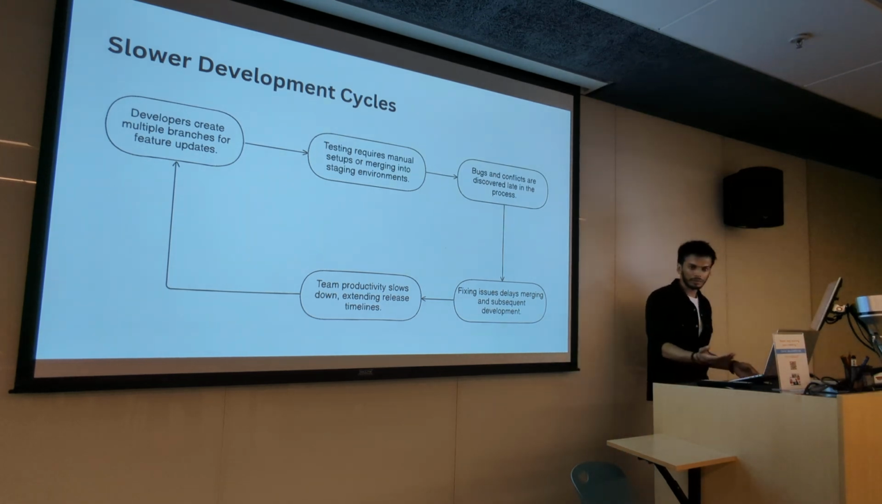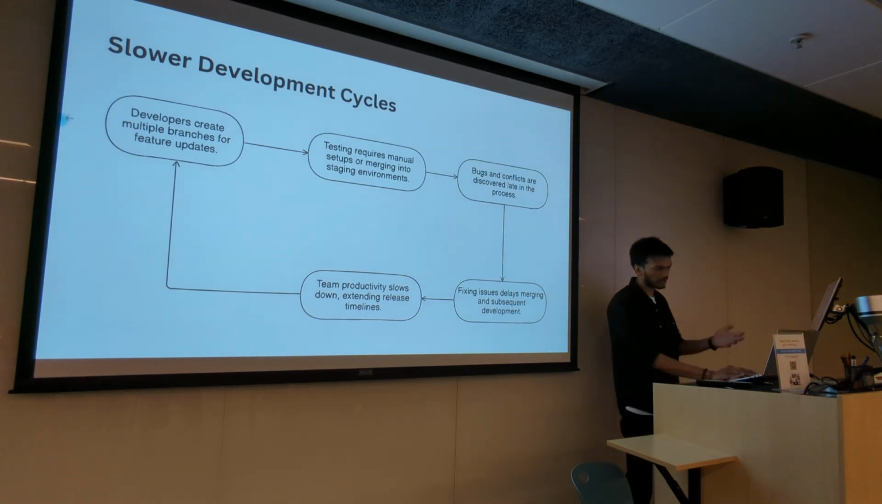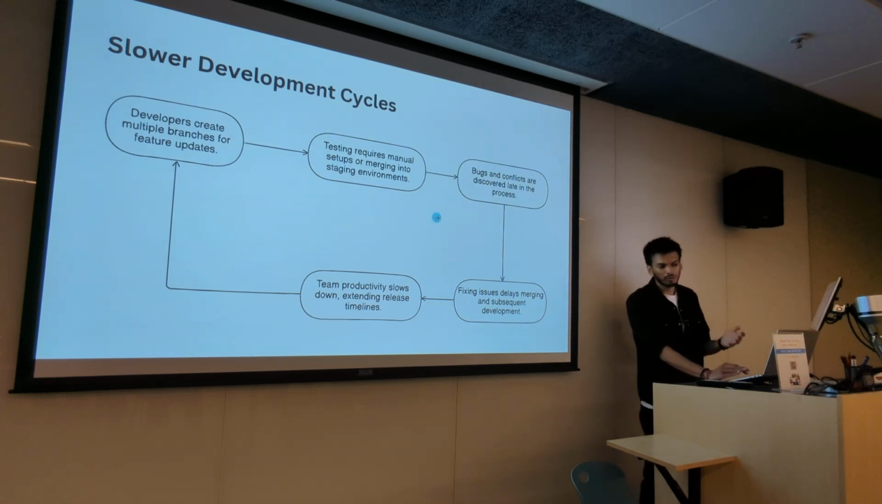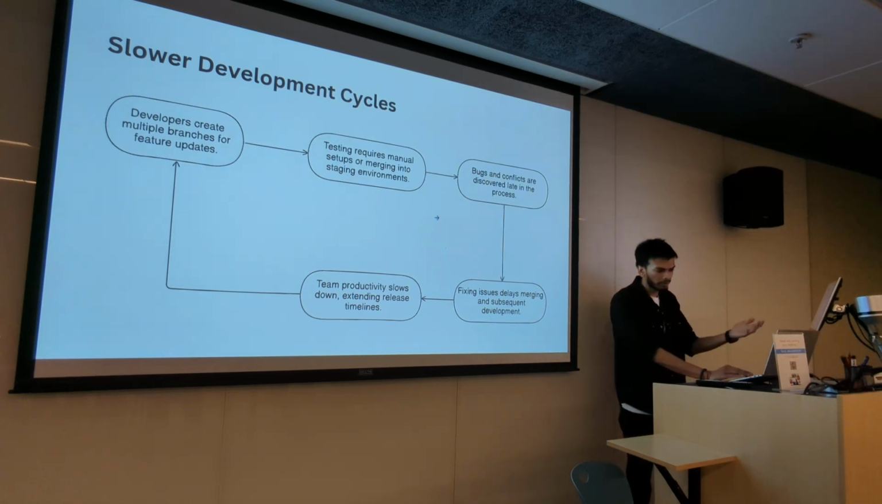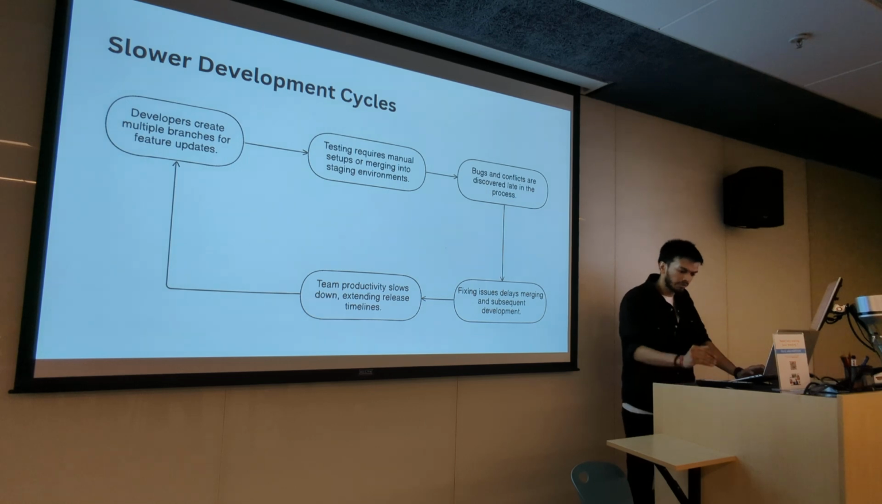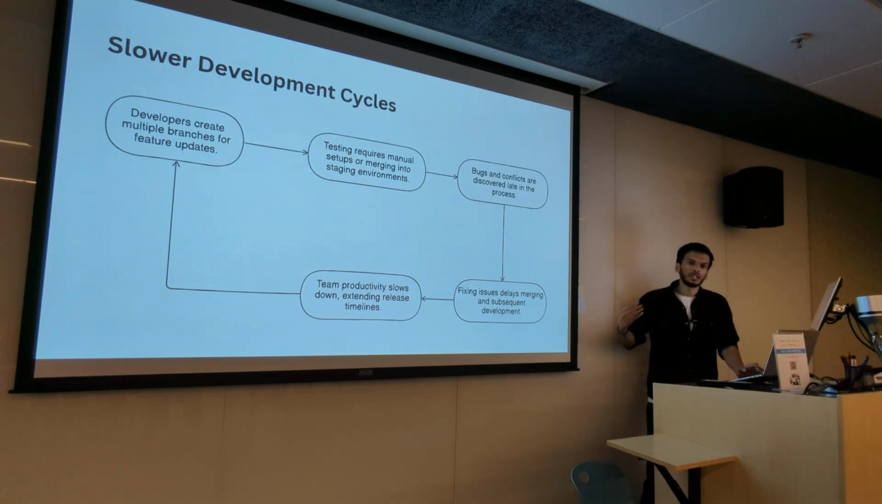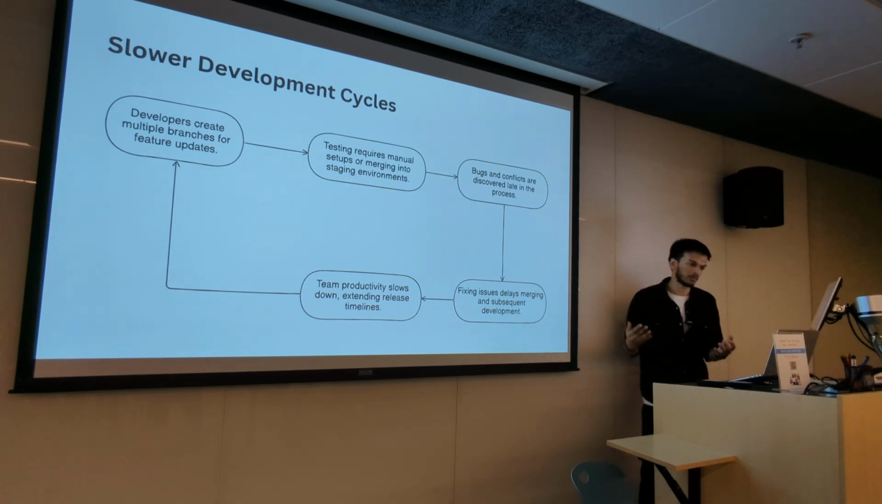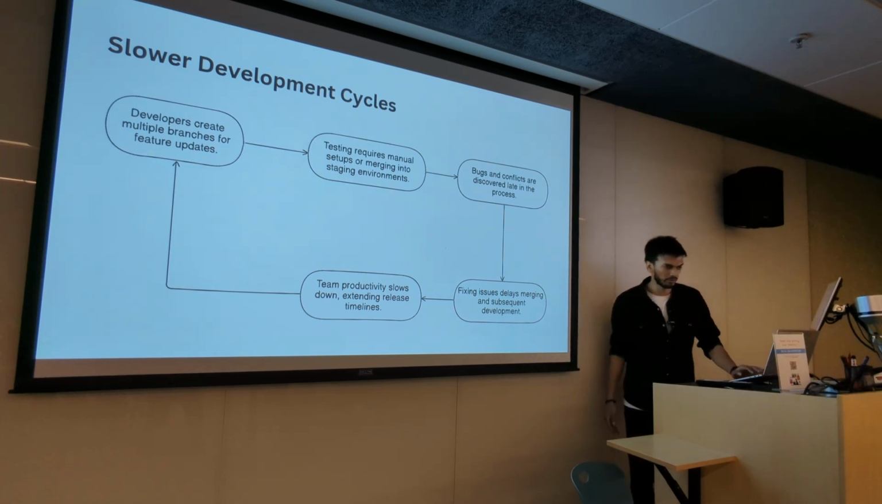So how does a slower development cycle look? The developer creates multiple branches for different features, right? Testing requires manual setup or merging into the staging or development branch. There will be a couple of bugs detected by the product manager, maybe in the dev branch, not even the main branch. But if it is detected in the development branch, the developer will have to create a new branch again, and work for a couple of days to resolve that issue, right?